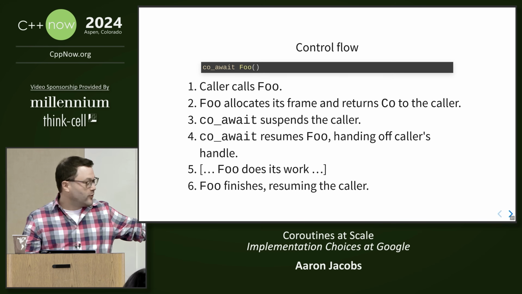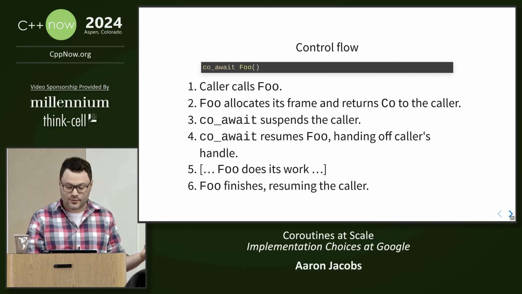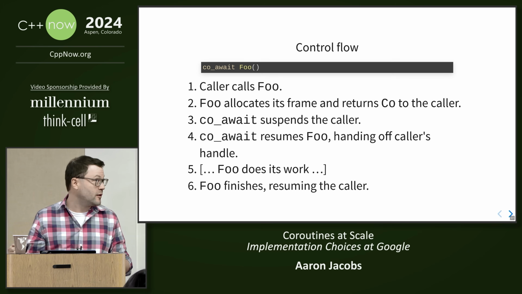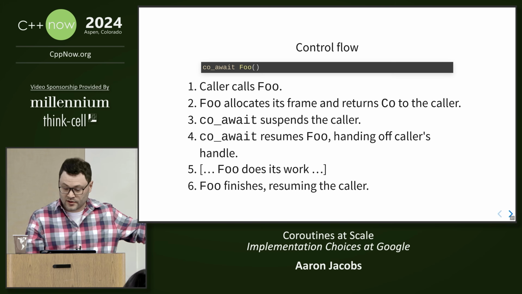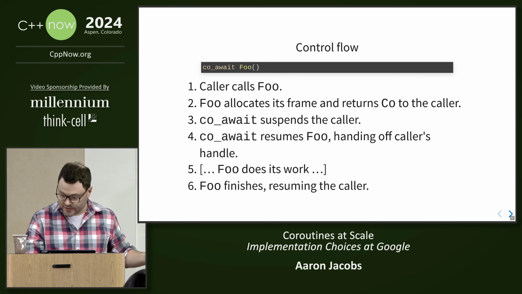What happens is that when it makes the call, foo is what's known as a lazy coroutine. So all it does initially is allocate space for the state that it needs to keep while it does its work in the coroutine frame, and then it returns a handle to that space wrapped up in its co object. It's just a coroutine handle internally. But the caller then immediately co_awaits that object, and that's where the interesting part starts.